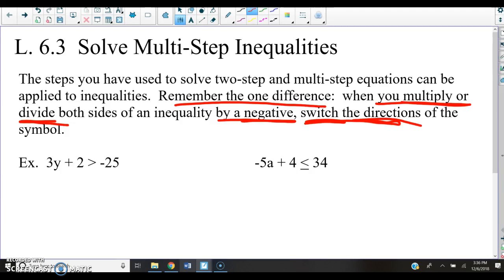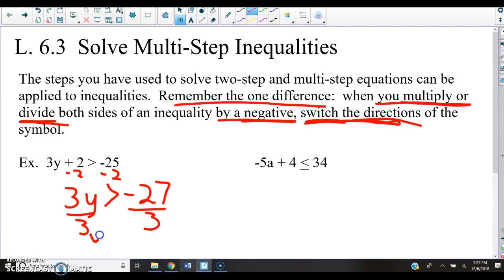To get y alone, we would subtract 2 from both sides. Are you dividing by a negative? No, you're simply subtracting. So you do not switch the direction of your inequality. The next step to get y alone is to divide by 3. Are you dividing by a negative? No, you're dividing by a positive 3. Do not switch the direction of the inequality.